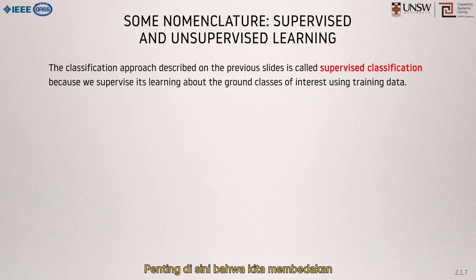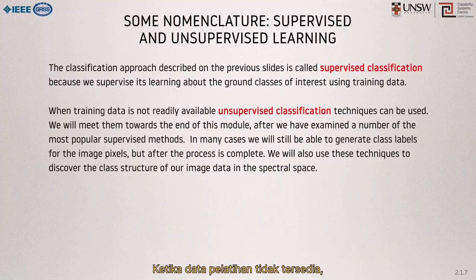It is important here that we differentiate between supervised and unsupervised learning. Supervised classification is that in which labeled training data is used to establish values for the unknowns in the classification algorithm. When training data is not available, unsupervised techniques can be used to discover the class structure of an image data set. We will look at unsupervised methods in the last week of this module. They are based on the data analysis process called clustering.